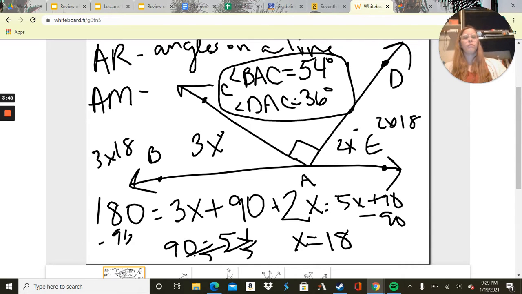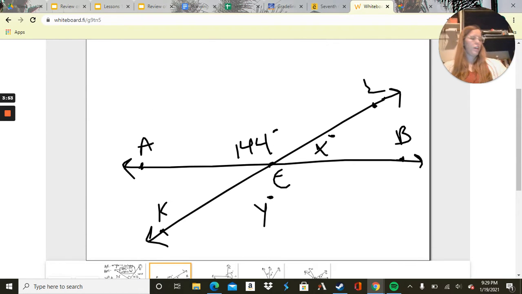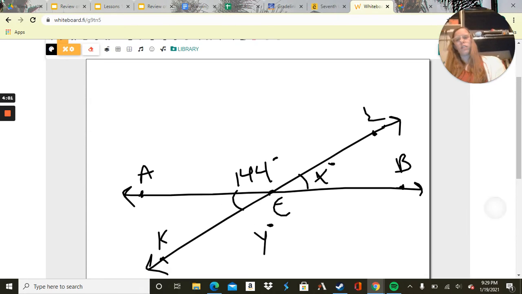Okay, not too bad. So next, let's look at this one. Here we're going to determine that these ones are vertical angles. So we have here, here. This one is vertical angles. I'm just going to write it that way. We're looking to find the measure of LEB equals what? Oh, and Y. So KEB.